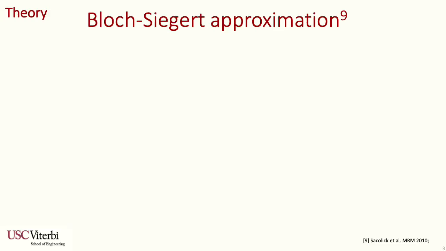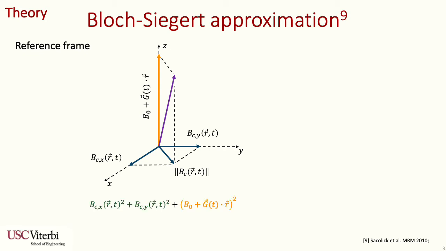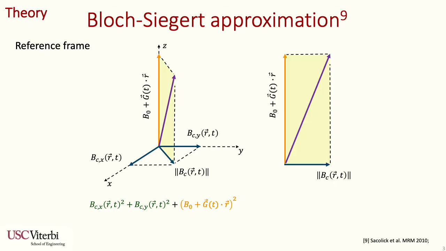We estimate the concomitant field similar to the Bloch-Siegert approximation. Starting from the reference frame, we have B0 and gradient field terms on the longitudinal and concomitant field BC on the transverse plane. They together form the purple magnetic field vector written as below. To perform the approximation, we extract this plane. Under the assumption that the length of B0 is greatly larger than BC, the approximated BC tilde is the amount that the purple vector exceeds the orange vector.